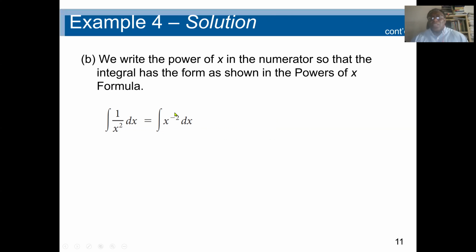So we will get x raised to the power -2 plus 1 divided by -2 plus 1. Finally, we're going to get x to the power -1 divided by -1, which we can write in this form: -1/x plus c. And that will be our original answer. Now, if we are looking for the derivative of x raised to the power -1, we are going to get x raised to the power -2.